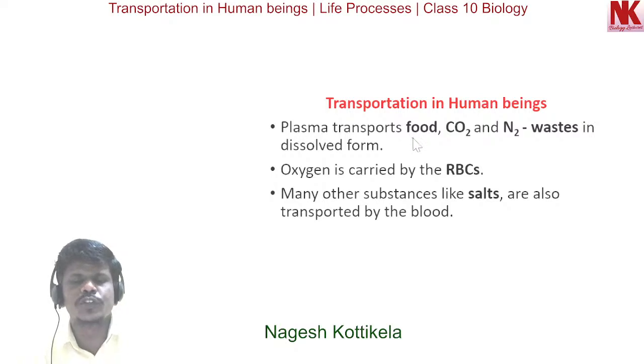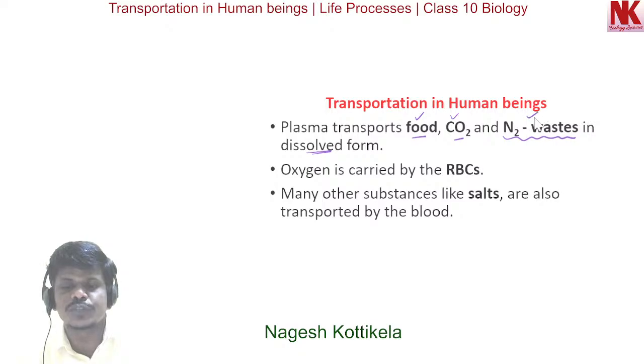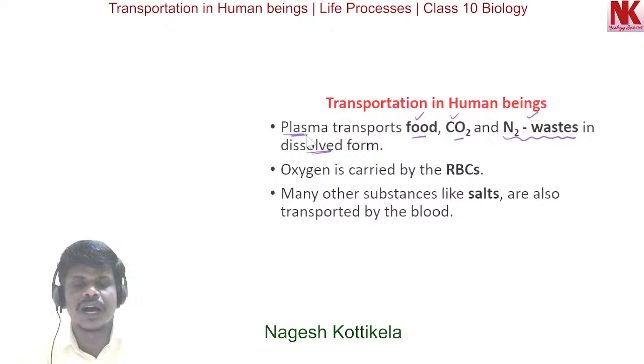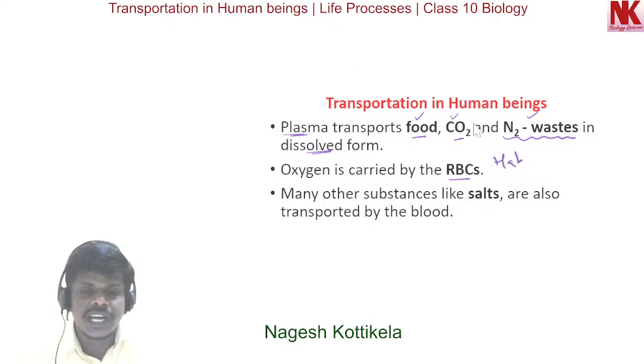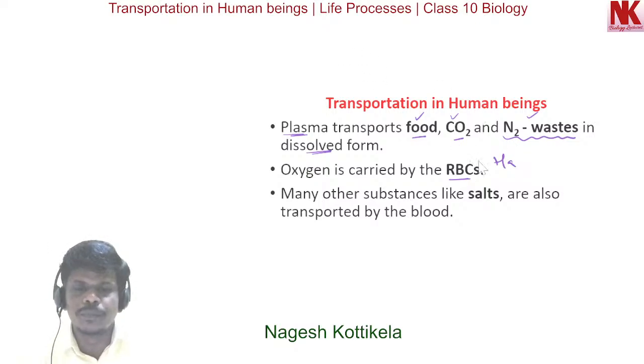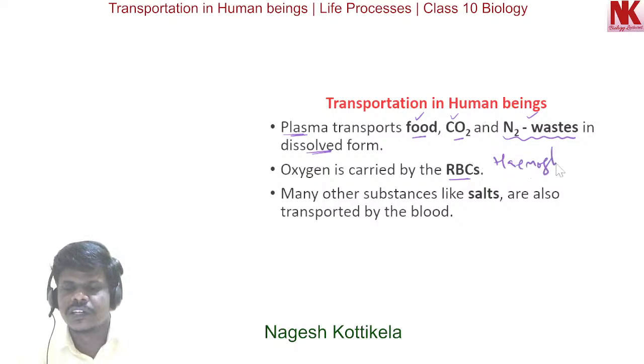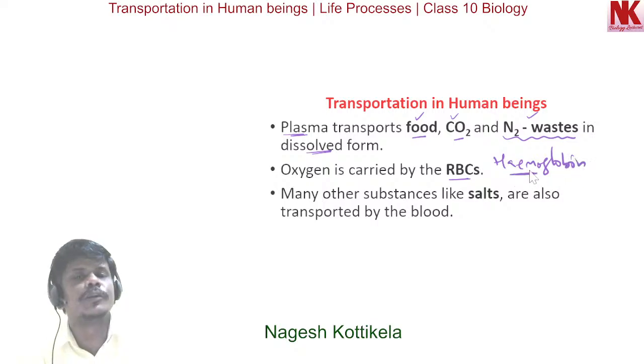Now moving to the continuation. Plasma transports food materials, carbon dioxide and nitrogenous wastes in dissolved form. The food materials, carbon dioxide and nitrogenous wastes are dissolved in plasma and transported. Oxygen is carried by RBCs. In RBCs there is a respiratory protein, and it is nothing but hemoglobin, which transports the oxygen.